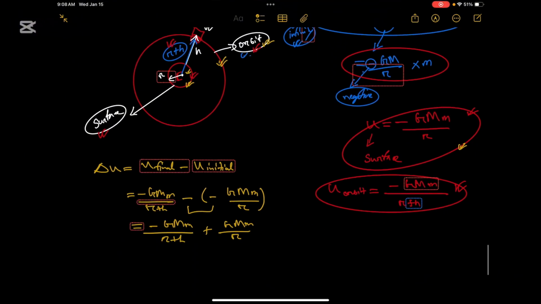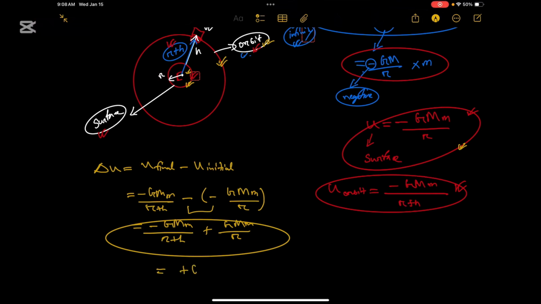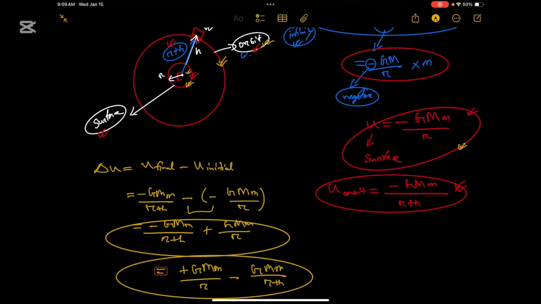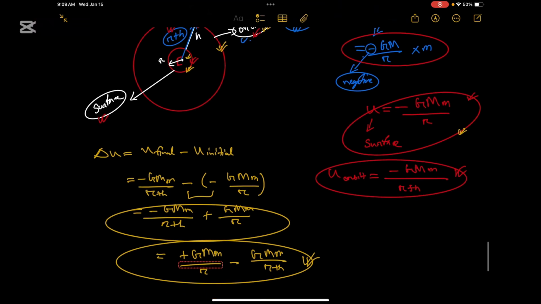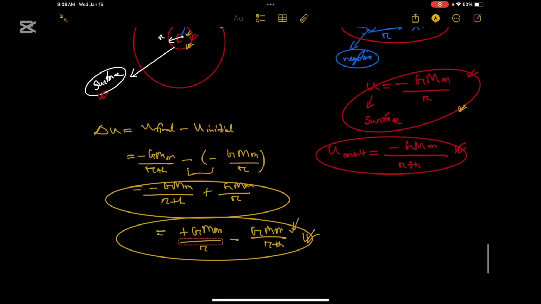If we derive this formula and bring something into common, it becomes plus GMm by R minus GMm by (R plus h). So this is the formula which will be really important for you today, because I'm more or less sure that this type of question will come today. Now, as we have derived this formula and understood it completely, let's solve a question together using it. Come on, let's go.